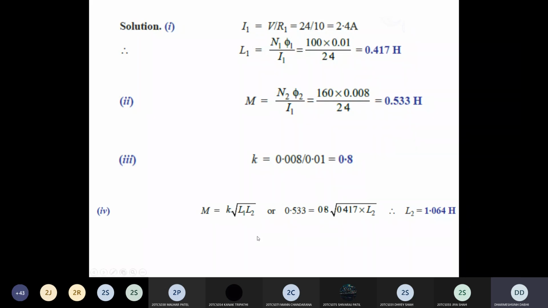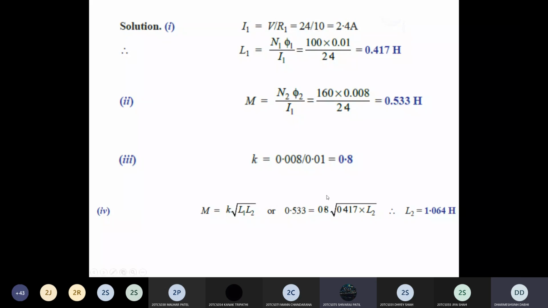L2, which equation you use? M is equal to K square root of L1 L2, because you already calculated M, K and L1. So you apply this equation and find out this. All of you get this answer? All the four answers? Sir, could you explain the third one again?